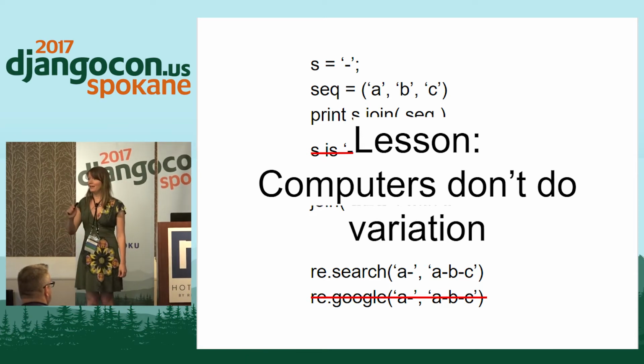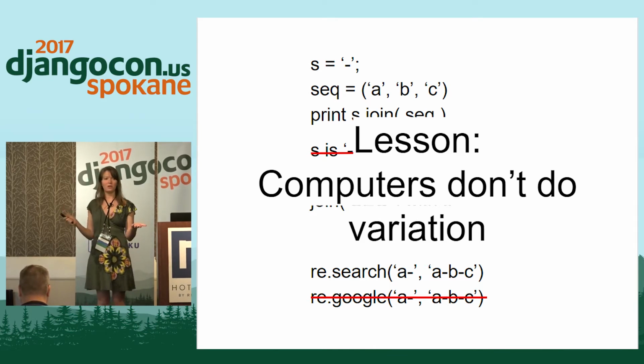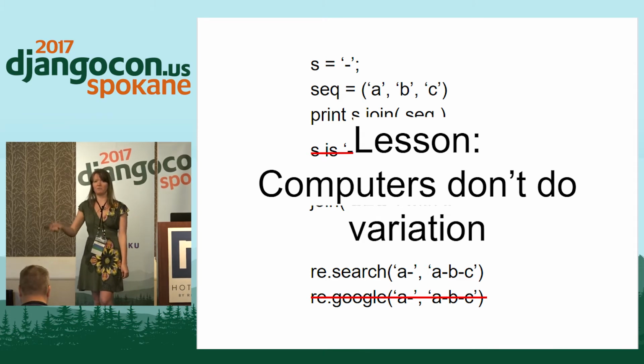We've all had a space in the wrong spot, or an indentation error in Python, or a period extra or missing, depending, and you have to go back and fix it because it has to be literally what it expects. Computers don't do variation. People do variation. People add variation for the computers to understand.